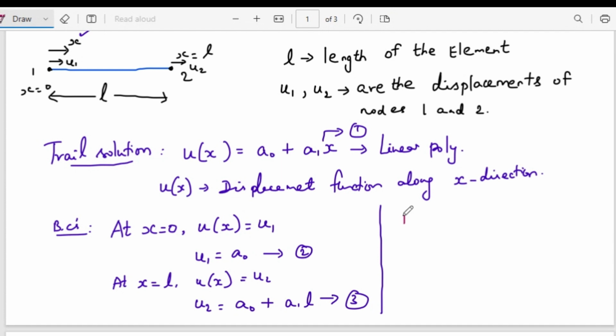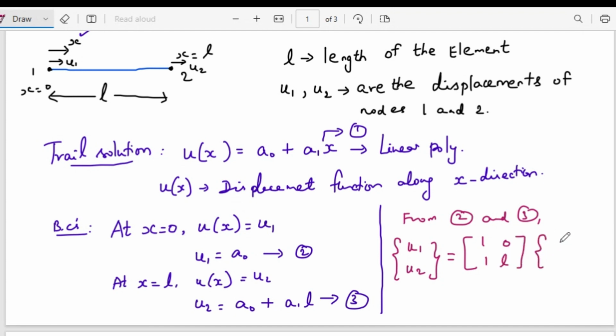From equations 2 and 3, we can put the equation in matrix form as u1 u2 is equal to the matrix 1 0, 1 L, into a naught a1. So we need to find what is this a naught a1.